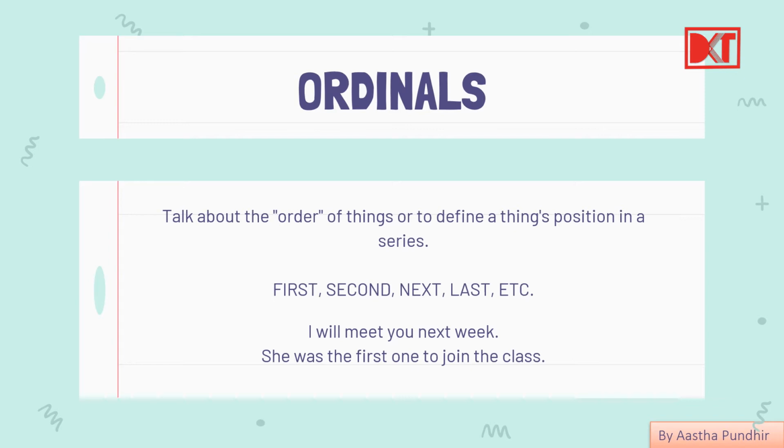What are these words doing? They are talking about the order of something. Okay, if we say this person came first, what is this order? This person is in the beginning of the series, right? Which means he's first in the order. Or define a thing's position in the series, like next, last, etc. Here we have, I will meet you next week. She was the first one to join the class. Okay, so ordinals are used to talk about the order of things.